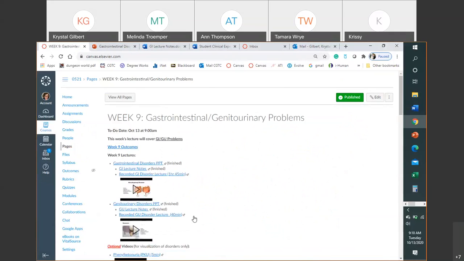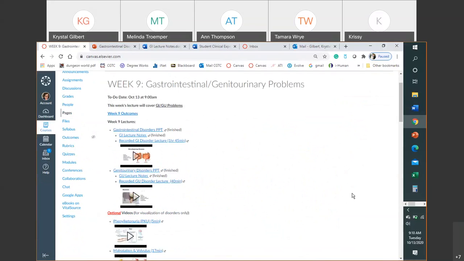And it's the same way for GU. Are there any questions about how that's set up or when you were going through it? Yeah, so the scribbles on the PowerPoint are your focus. Everything else is needed to understand the patho behind it, maybe some education, but those are the big points. The nursing care.